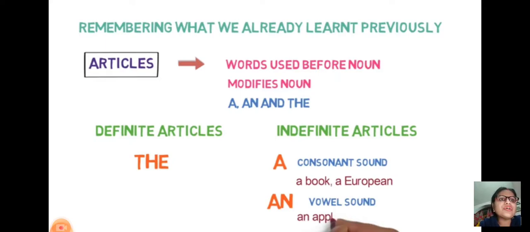Articles are basically words used before a noun. They modify the noun with the help of a, an and the. Articles are divided into two parts, definite articles and indefinite articles. The comes under definite articles; a and an come under indefinite articles. A comes with consonant sounds, like a book, a European, a box, a table. And an always comes with vowel sounds, for example, an apple, an orange.